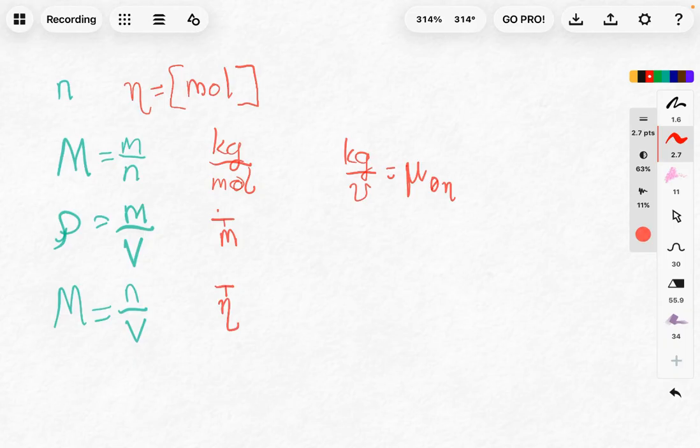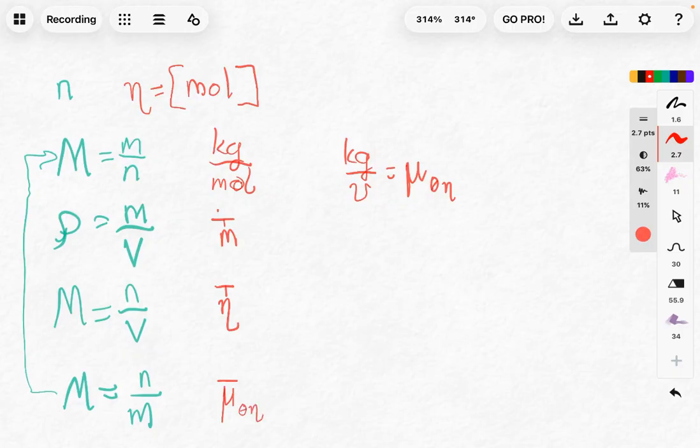And then I would like to look at molality, which I think is also symbolized by big M. Molality is the number of moles per mass. If we flip this around, we can see that molality and molar mass are just inverses of each other. We can very easily see that this will give us the reciprocal of mu 0 eta. And eta again is the number of moles.